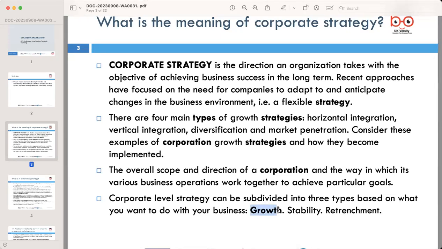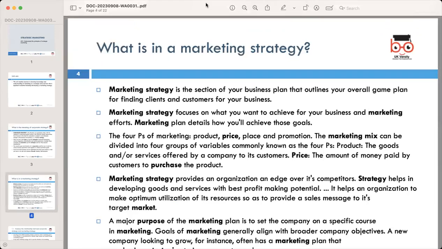So, growth, can anybody explain growth, if anyone is there? Okay. Growth means focusing on expanding the business and increasing revenue. Stability means maintaining the current business operations without significant changes. And then retrenchment strategies are aimed at reducing costs and conserving resources during challenging times. Any questions so far, if anyone is there?